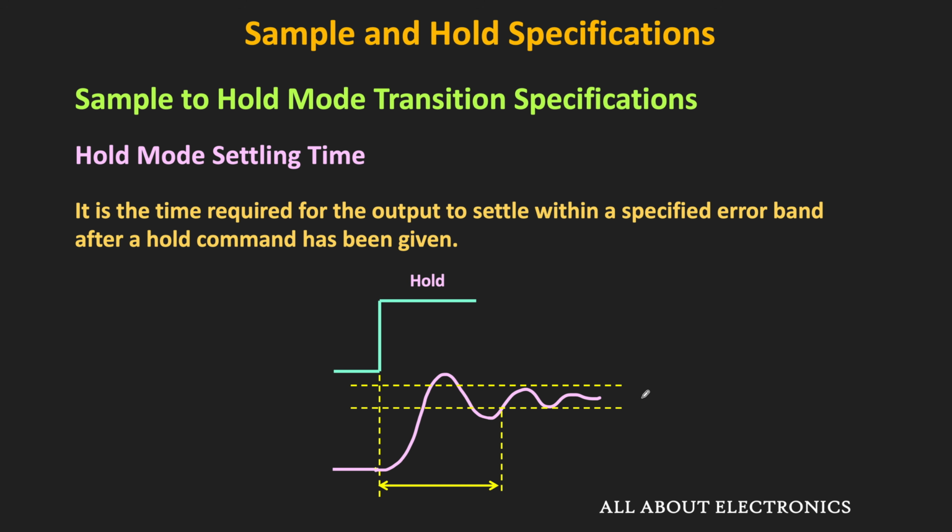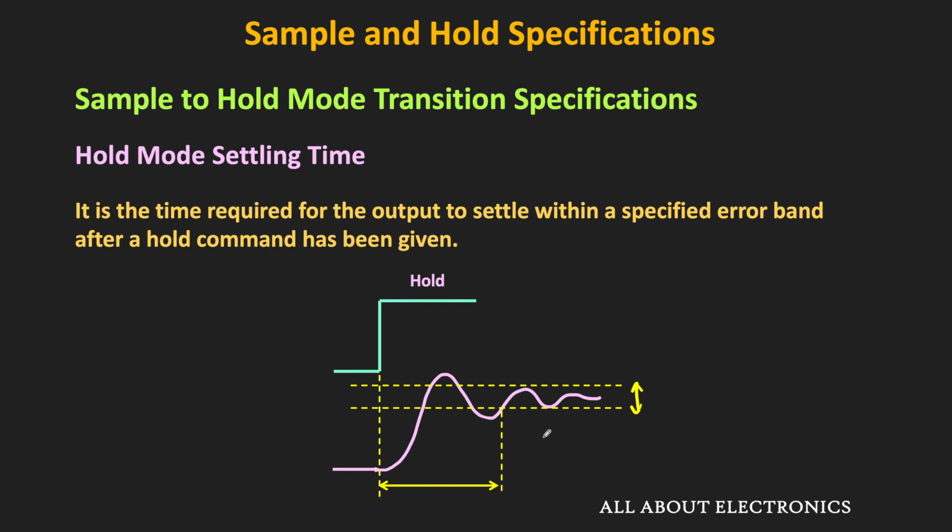And generally, this error band is specified as 1% or 0.1% or sometimes half LSB of the full scale voltage. That means once we apply the hold command, only after the settling time will the output of the sample and hold be stable. And only after this time should the ADC start performing the conversion. So this is one of the important specifications for the ADC, and once again, we will talk about it at a later part of the video.